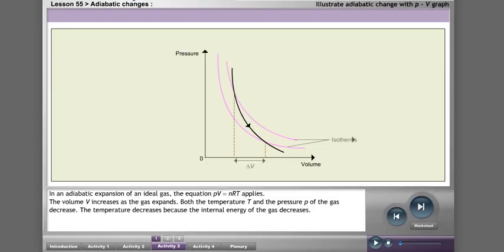In an adiabatic expansion of an ideal gas, the equation PV = nRT applies. The volume V increases as the gas expands. Both the temperature T and the pressure P of the gas decrease. The temperature decreases because the internal energy of the gas decreases.